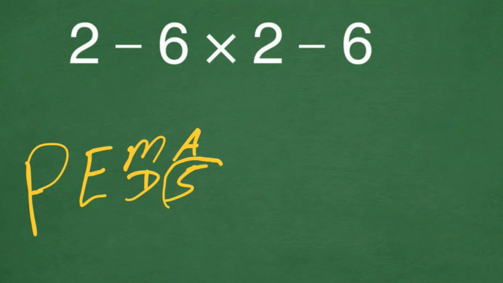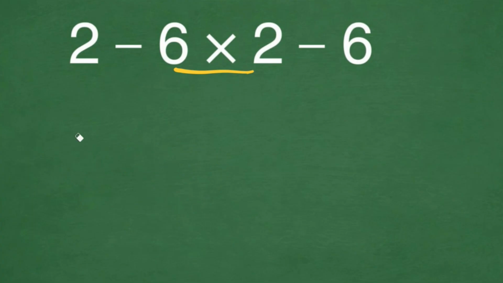If we solve subtraction before multiplication, that is wrong. Multiplication should be solved before subtraction, right? So we have to do the multiplication before the subtraction in this problem. So let's solve the problem together.